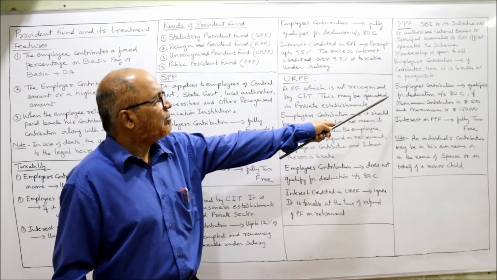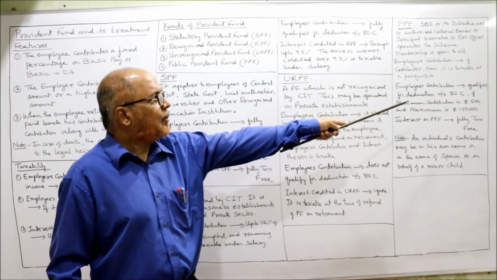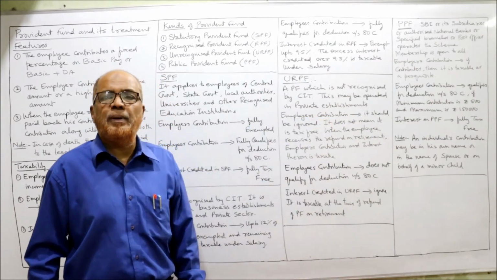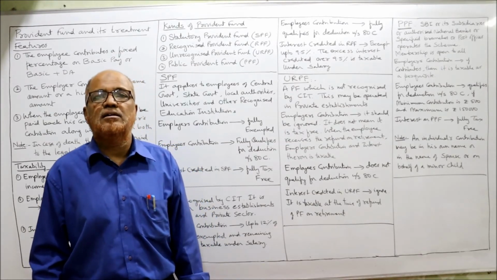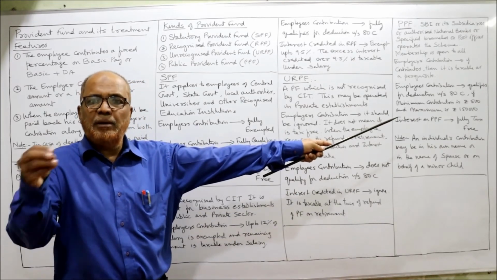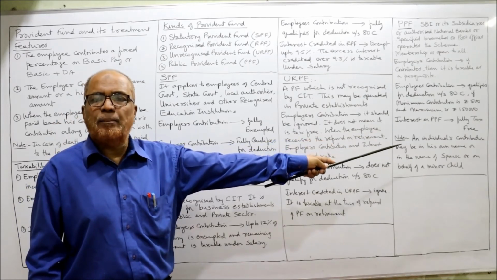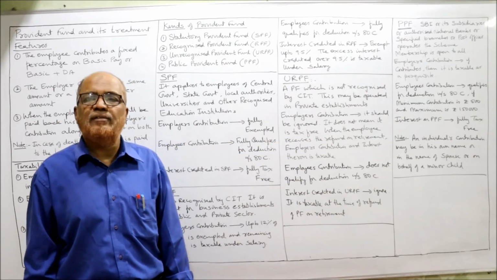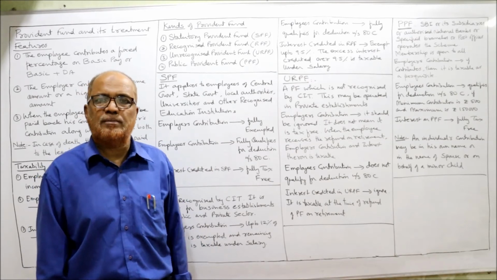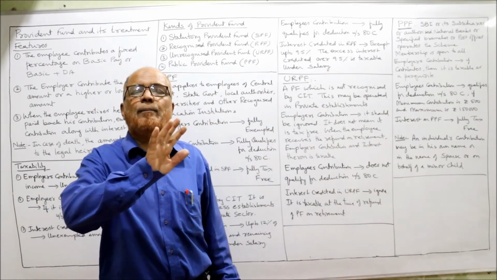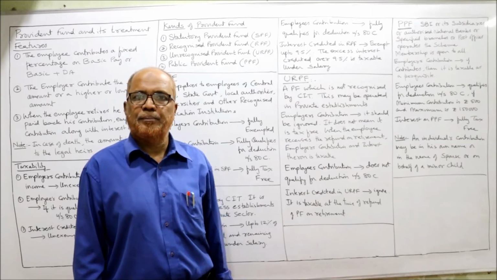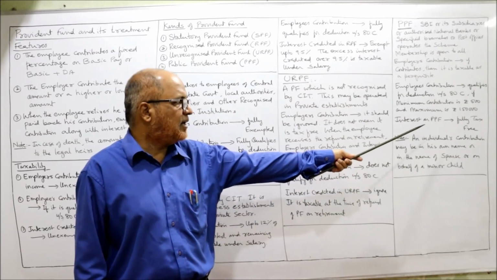Next one is employee's contribution. Employee's contribution to PPF will qualify for deduction under section 80C. But the minimum amount is 500 rupees and the maximum amount qualified for deduction is 1,50,000. Then interest on PPF, Public Provident Fund, is completely tax free.